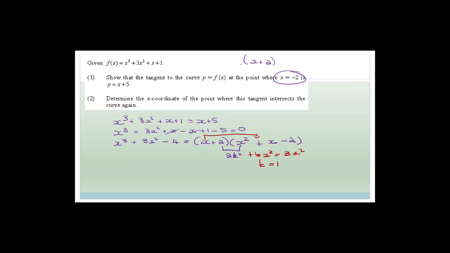And now I need to factorize the second bracket. So we've got x plus 2, and then we've got x minus 1. Actually, that can't be right. It's x minus 2, x plus 1. So it becomes x minus 2, x plus 2, x plus 1. Therefore, my solutions are x equals minus 2 or x equals plus 1. So the other place that this graph is going to intersect the curve is at x equals 1, and they only wanted the x coordinate. You didn't have to work out the y value at all.